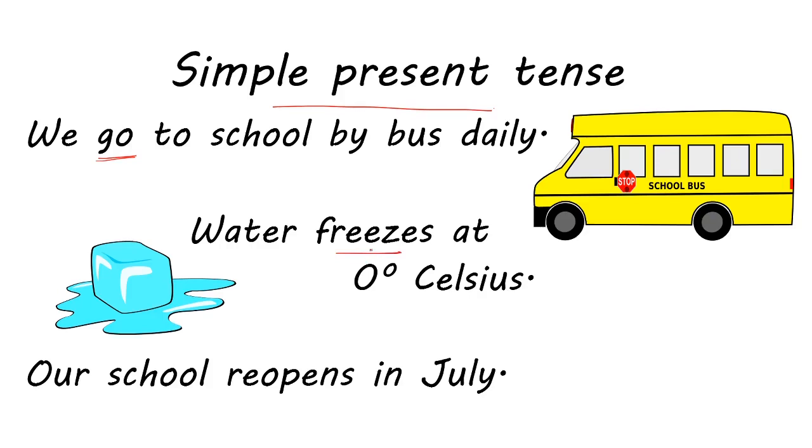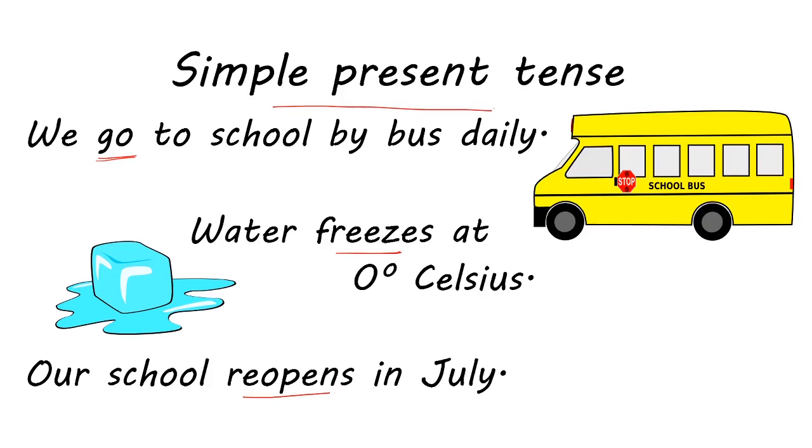And it can also be used to state a future action that is already planned. So here, our school reopens in July is a future action that is already planned. So in such cases also we use simple present tense. So in this statement, reopens is the verb and this is in its simple present tense.